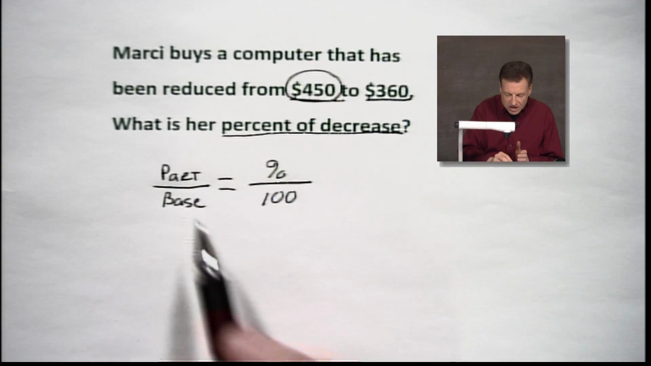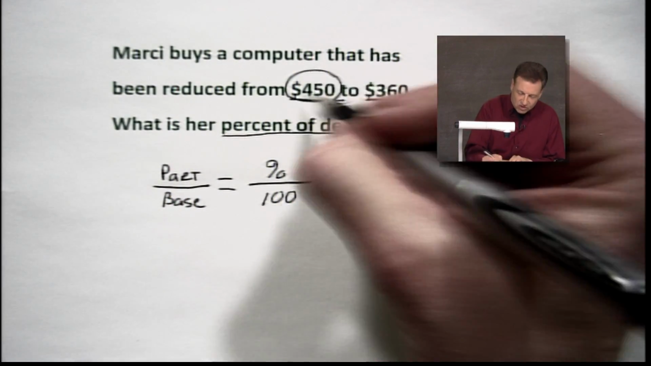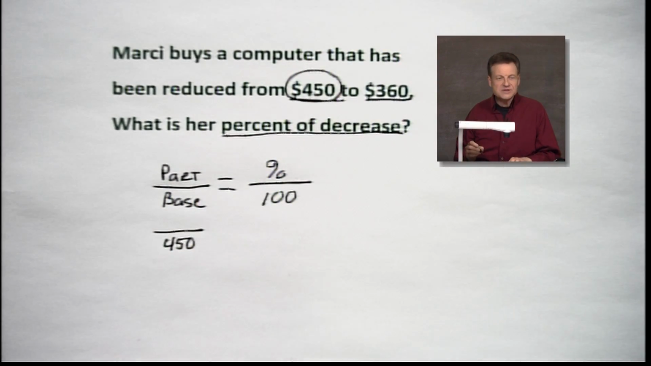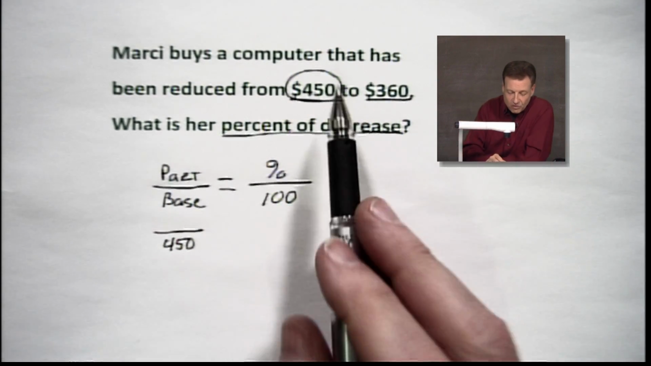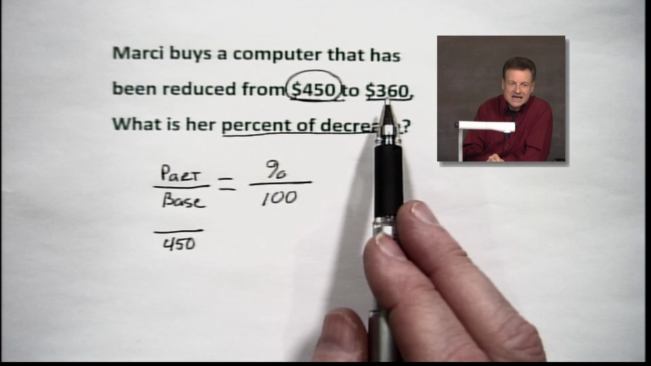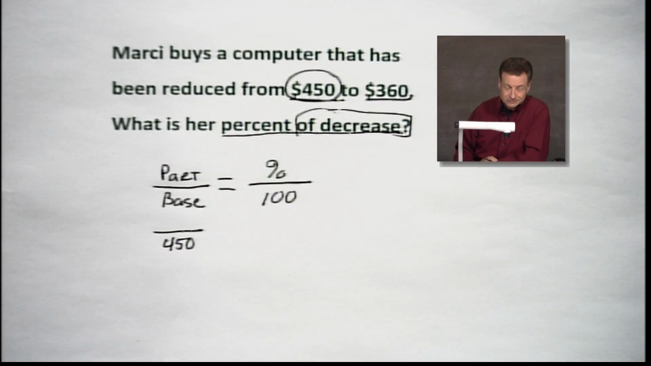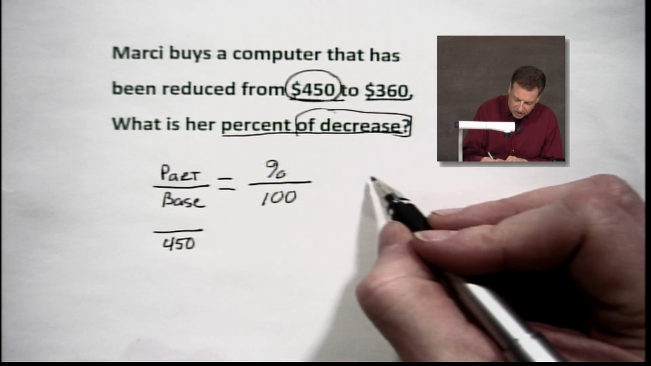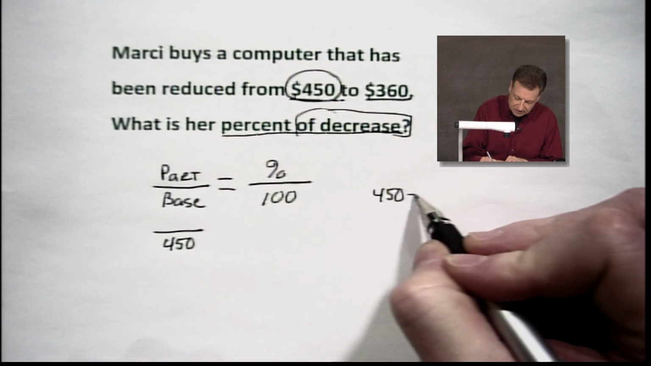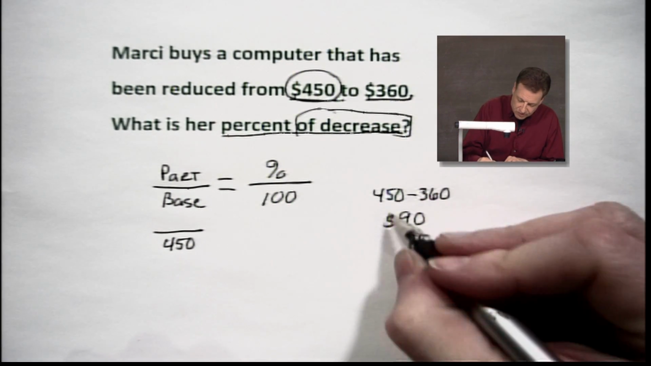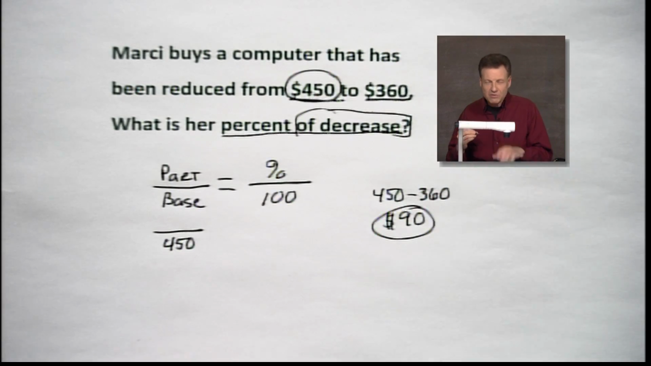The other parts: where did we start from? I circled that. We started at $450. That, folks, is the base. The part is not $360. What is it? It is, what did we have for a decrease? What's the decrease in this problem? So it's the decrease over that base price. So what we need to look at is simple subtraction here. 450 minus 360. How much money did you save? Looks like you saved $90. That's pretty nice. Sweet savings. You can do a lot with that.